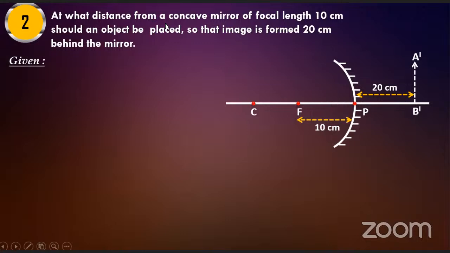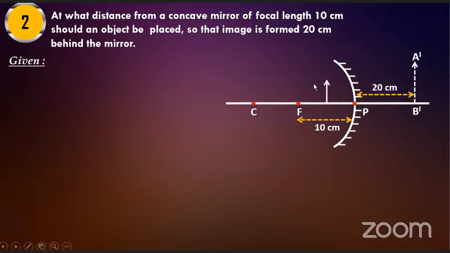So here, at what distance from a concave mirror of focal length 10 centimeters should an object be placed so that the image formed is 20 centimeter behind the mirror? So which formula do we have to use here? Mirror formula.